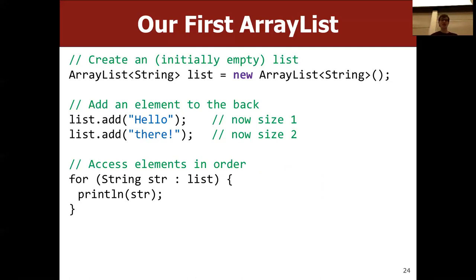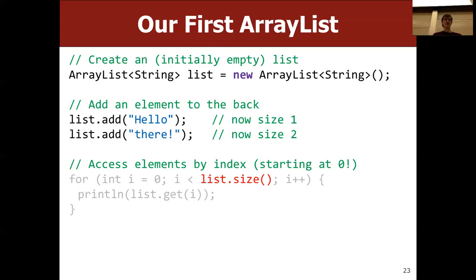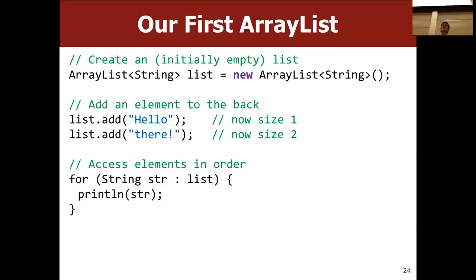So it's basically the same as using this for loop and making a string called str that's equal to list.getI and then doing something with that. So it's just shorthand syntax if you want that.